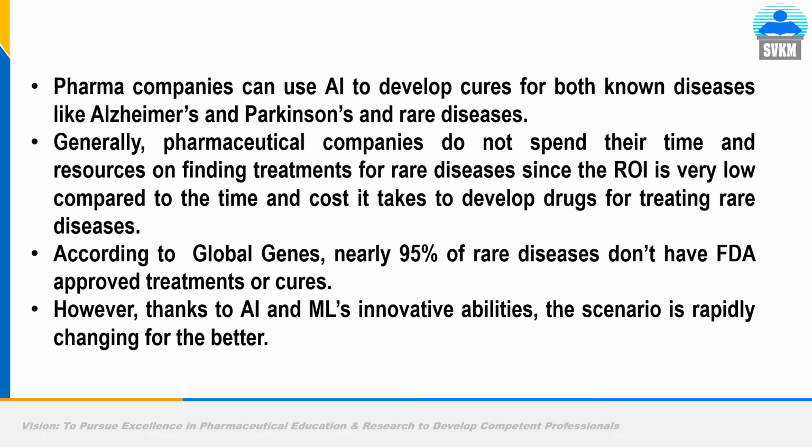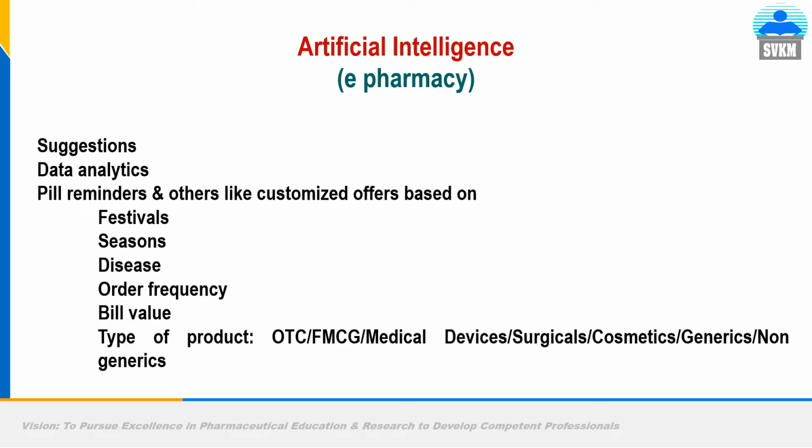And if AI doesn't help, then mind my words, this 95% will never go down, but because of change in climatic conditions, it can become 100 again. So to reduce this figure of 95% rare disorders which are not treatable, we should rely on AI. However, thanks to AI and machine learning's innovative abilities, the scenario is rapidly changing for the better.